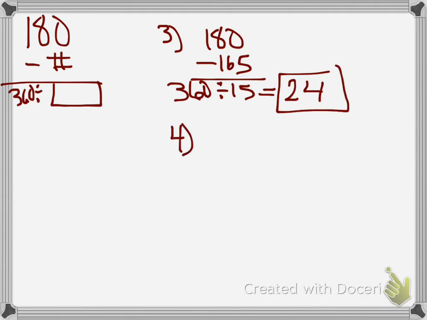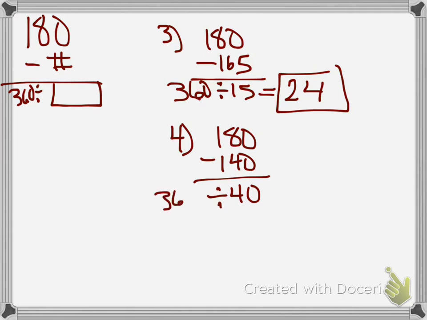Number 4, we could do the same thing, 180 minus 140, and then divide that, we get 40, and divide that answer into 360, and we get 9. So that figure has 9 sides. There you go. That's all that is for that one. Simple, right?